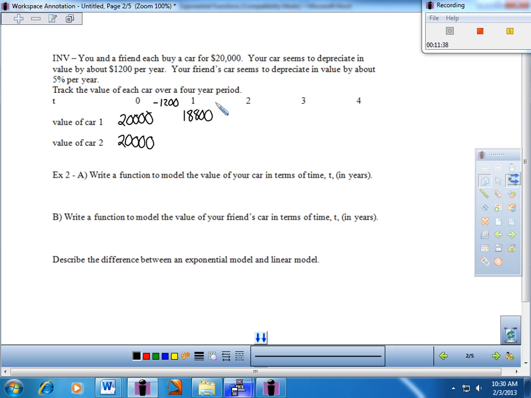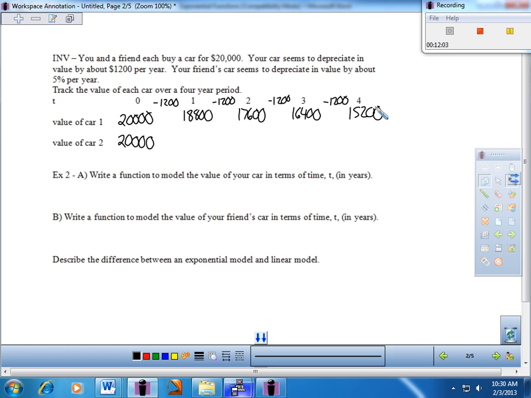Okay, lose another $1,200. Let's be quick with this one. And how about $17,600? Okay, good. How about losing another $1,200? Get me down to $16,400. So keep subtracting $1,200. One more time just for good measure. How about by the end I'm at $15,200. End of story. Okay, not too bad. Not too worried about that piece. So it's going down by a constant amount.